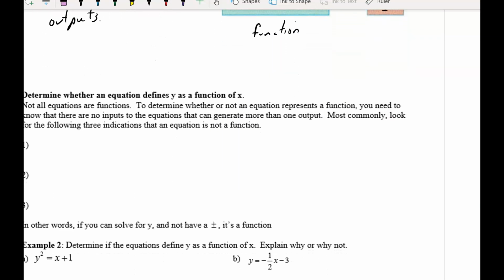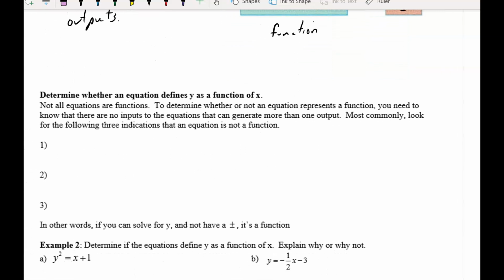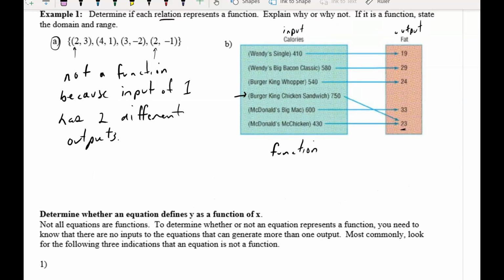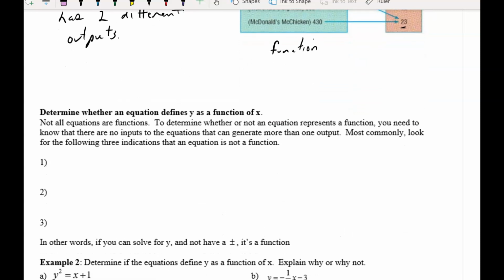All right, so let's look at these from the equation point of view because these are way more common equations in this class than stuff like this. This is just sort of to get you the main idea of what a function is. But not all equations are functions. That's important to keep in mind. To determine whether or not an equation represents a function, you need to know that no inputs of the equation can generate more than one output, just like every function. So most commonly look for the following 3 things. There's 3 things that can give it away that you're looking at something that's not a function.